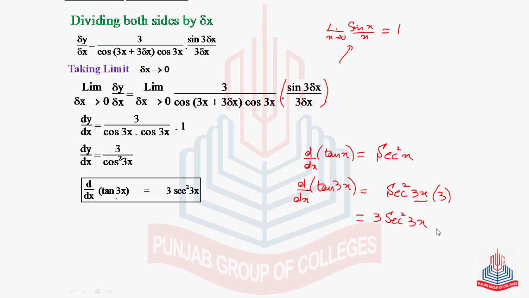So again we may conclude that the derivative will apply first on the trigonometric function, and then the derivative will apply on the angle. So the derivative of tan is secant square, and the derivative of 3x will be 3. So we have here 3 secant square 3x as the derivative of tan 3x.